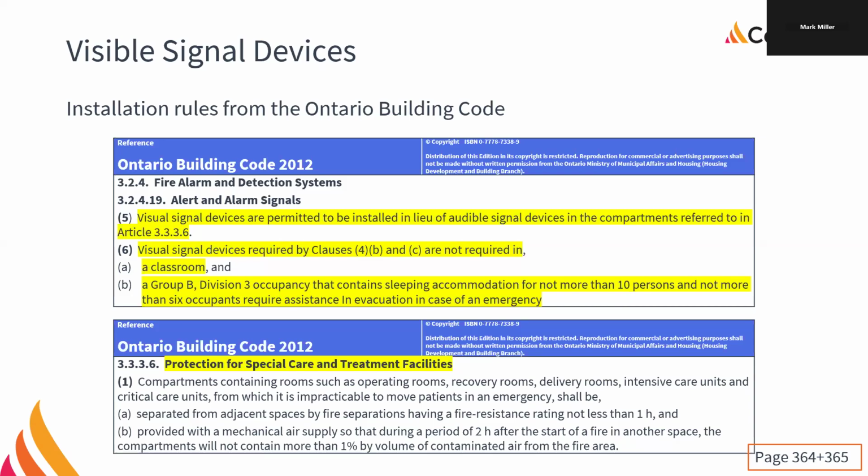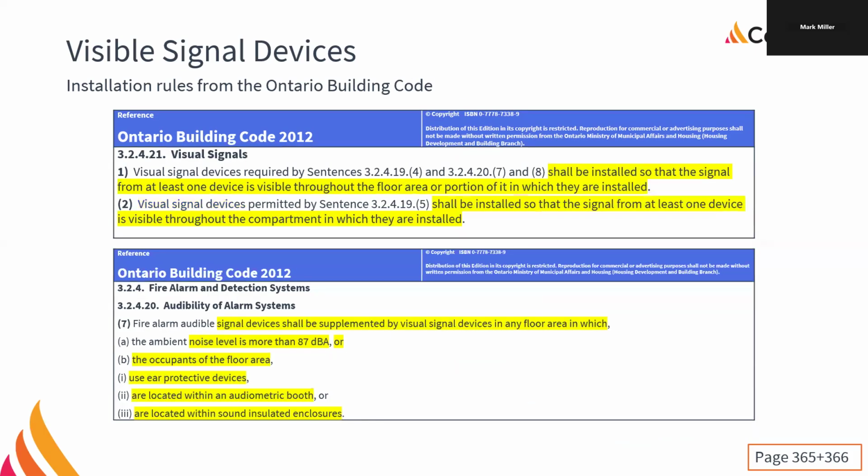We also don't need to put them in Group B Division 3 occupancies that claim to contain sleeping accommodation for not more than 10 persons, and not more than 6 occupants require assistance in evacuation in case of an emergency. So a very, very small retirement home, group home, or anything like that, we don't necessarily need to put our strobes in. Usually you're going to see them, but not absolutely required.